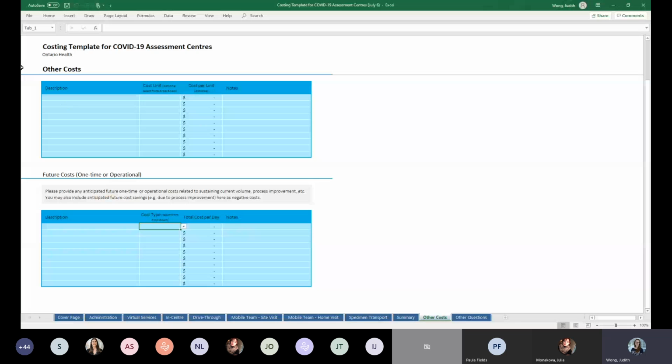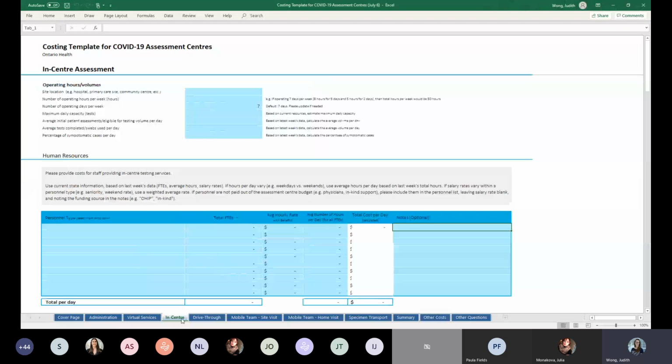You can optionally report them here as well if you want to make sure that we see all of those in-kind costs together. So for personnel, please make sure you put them in the HR table where they're working so that we see those hours, even though we don't see the amount.